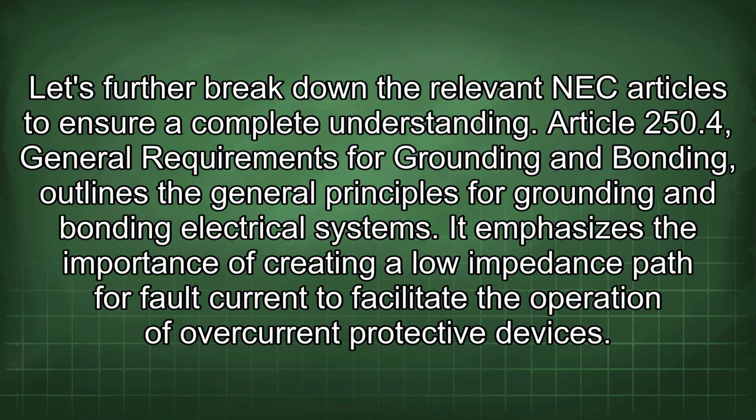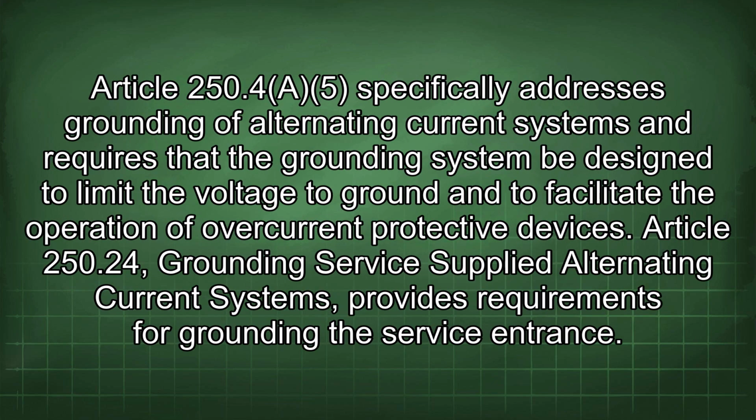Let's further break down the relevant NEC articles to ensure a complete understanding. Article 250.4, General Requirements for Grounding and Bonding, outlines the general principles for grounding and bonding electrical systems. It emphasizes the importance of creating a low impedance path for fault current to facilitate the operation of overcurrent protective devices. Article 250.45 specifically addresses grounding of alternating current systems and requires that the grounding system be designed to limit the voltage to ground and to facilitate the operation of overcurrent protective devices.